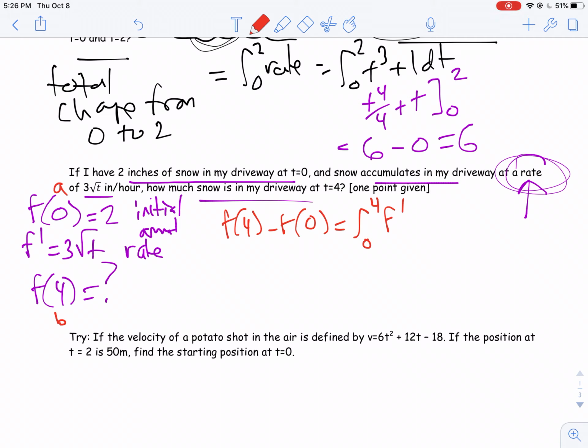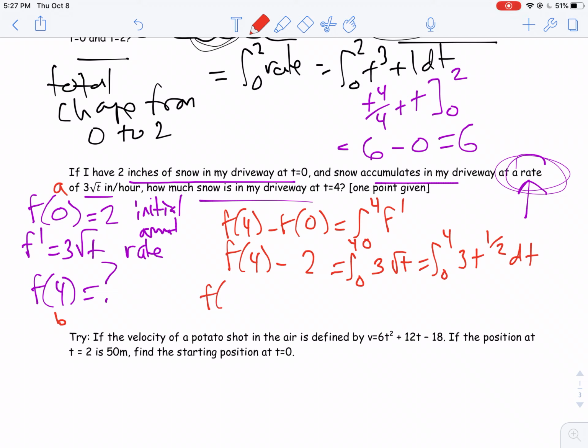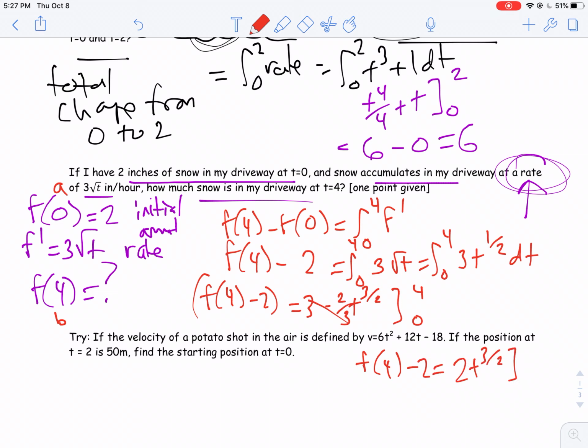So what that's saying is, okay, f of 4 is what we're trying to find. So f of 4 minus 2 is the integral from 0 to 4 of 3 rad t, also known as the integral from 0 to 4 of 3t to the 1/2. Okay, the setup is the key, because now actually doing this integral is very straightforward, right? It tells me that f of 4 minus 2 equals, all right, so let's see, that's t to the 3/2. We have a 2/3 in front, so those cancel, going from 0 to 4. So that's saying that f of 4 minus 2 equals 2t to the 3/2 going from 0 to 4.